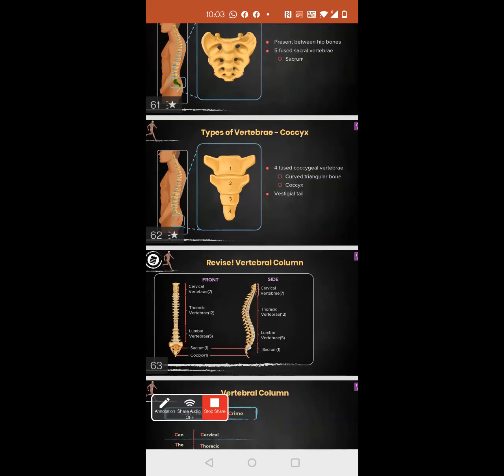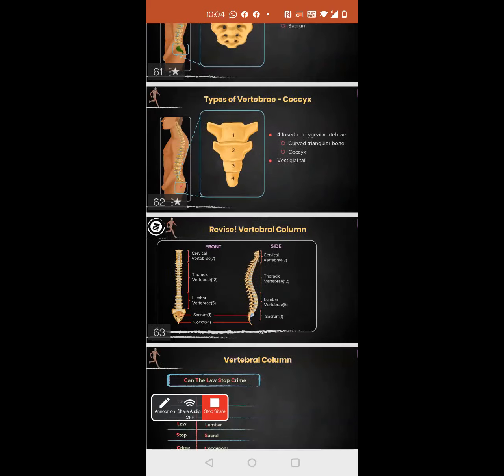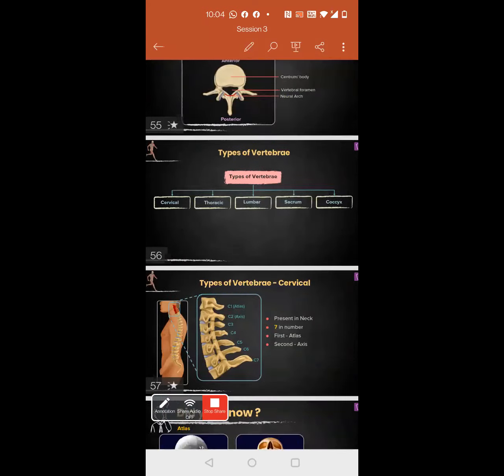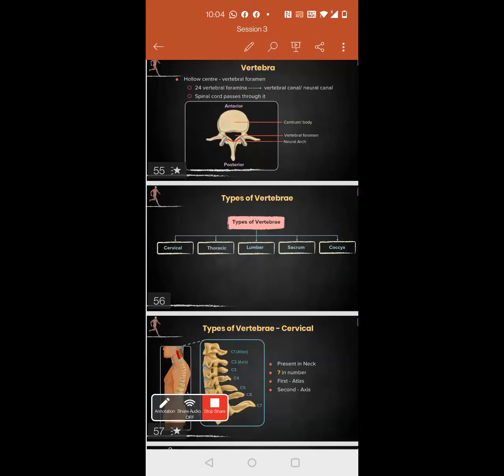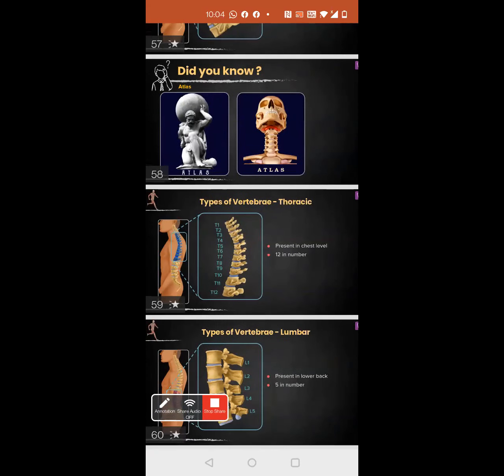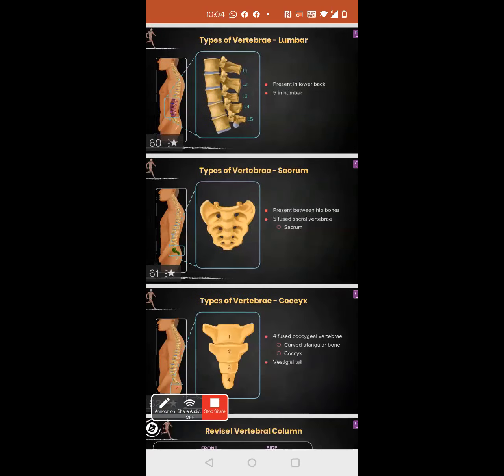Hello? Tell me, 34, no? I'm just seeing 7 plus 7, so 14. Ma'am, 7 plus 12, 19. 19 plus 5 is 24. 24 plus 10 is 34. How are you getting extra? Ma'am, 7 plus 12 is 19. 19 plus 5 in lumbar is 24. Did you consider sacrum and coccyx as 4 plus 5? Oh, I considered it as 5 plus 5.